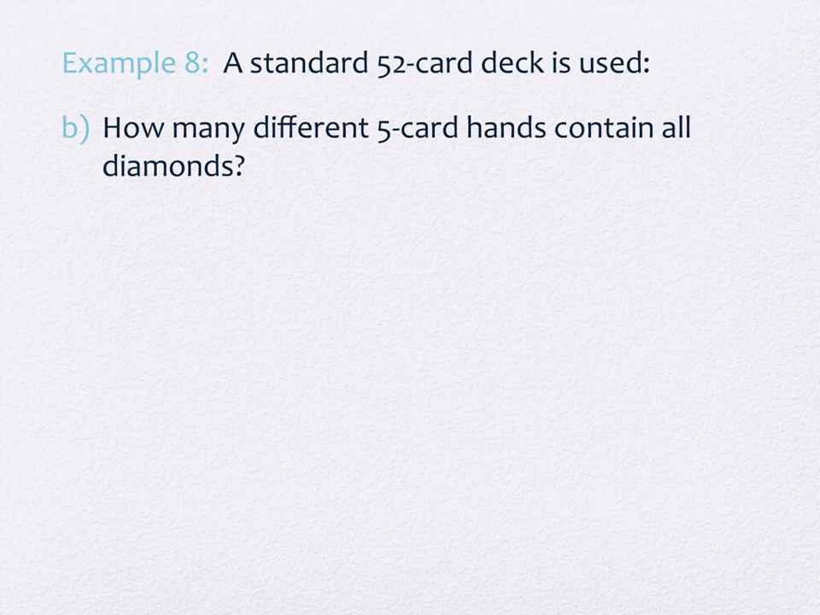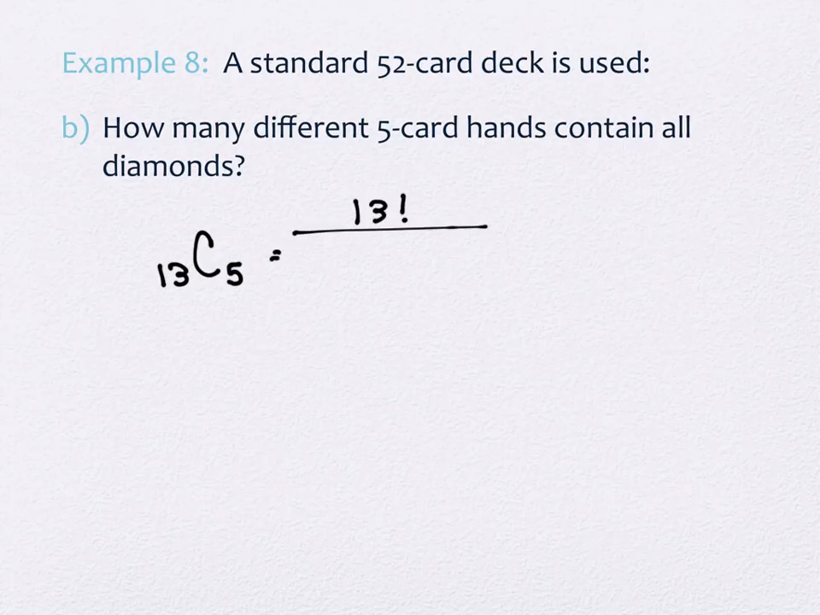13. Right? Order doesn't matter, so I'm still working combinations. I'm going to do that on all of these. And how many cards am I going to have in my hand? 5. So this is 13C5. So 13 factorial on top.